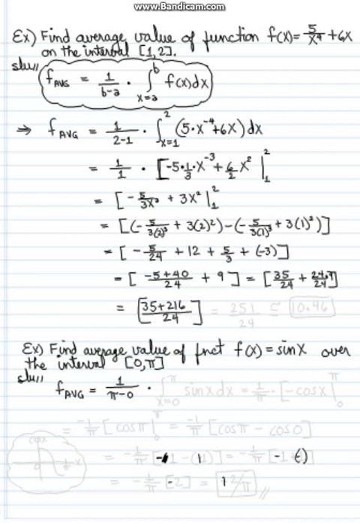So it's 251 over 24, which I rounded. I usually don't do that. It would be better to factor and cancel, but I just rounded and I got 10.46.